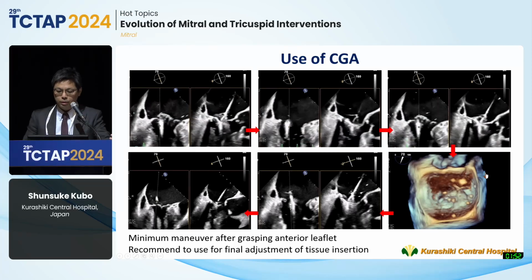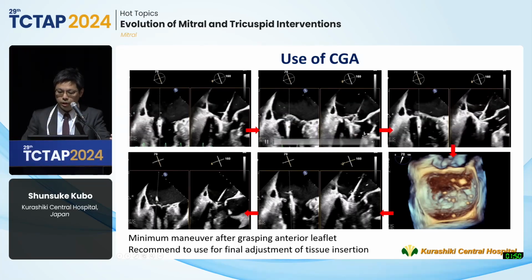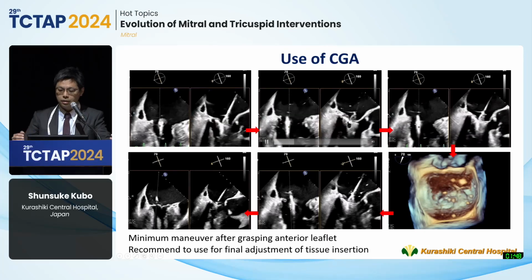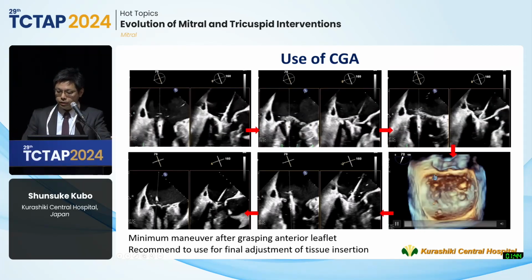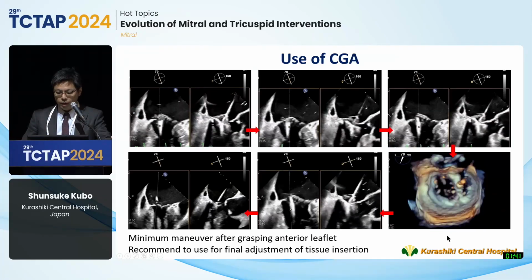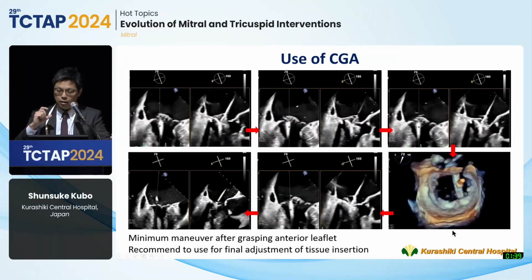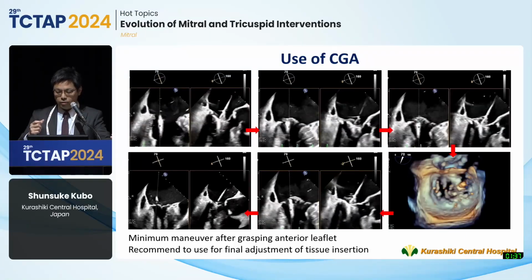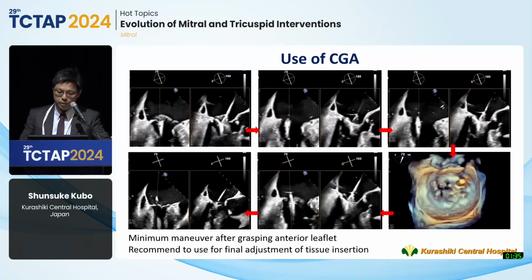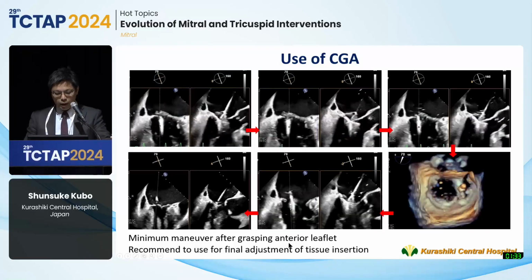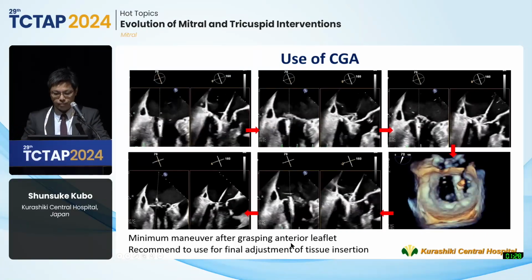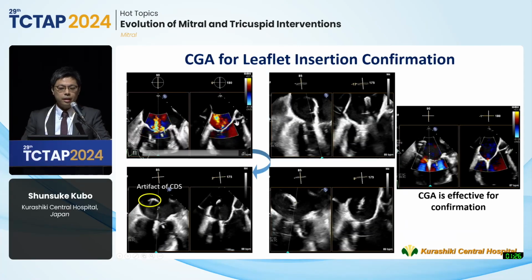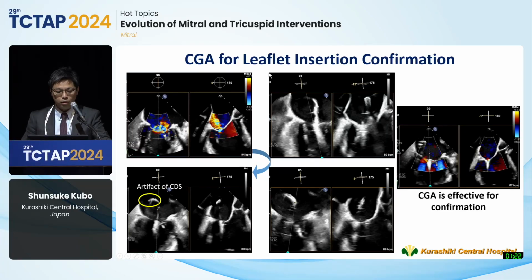In this case, grasping the posterior leaflet is a little bit challenging, so we grasp the anterior leaflet first, and after the confirmation of the orientation, we just move to the posterior a little bit and grip it down. So we recommend using it for the final adjustment of the tissue insertion. But the CZA can also be used for the leaflet insertion confirmation.